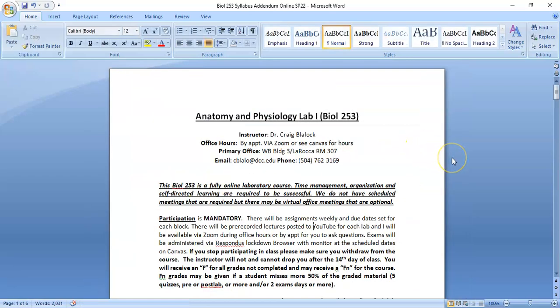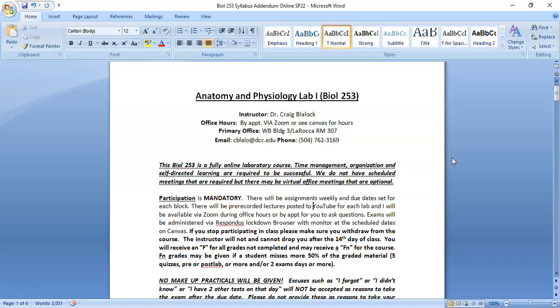Now, the last thing we have is my syllabus addendum. This is information that is specific to my class in particular, so this may be a little bit different than what you see in the departmental syllabus. First of all, you can see my primary office location. Well, that is now actually changed. I need to change that for you.